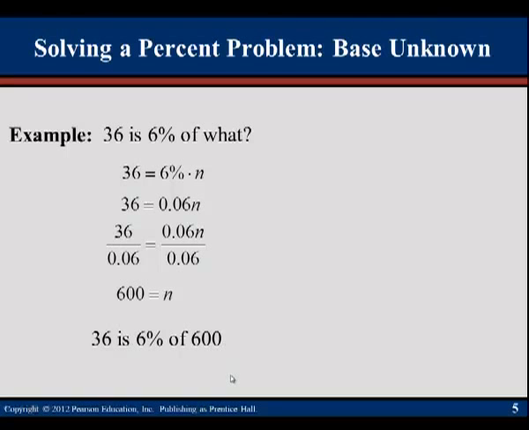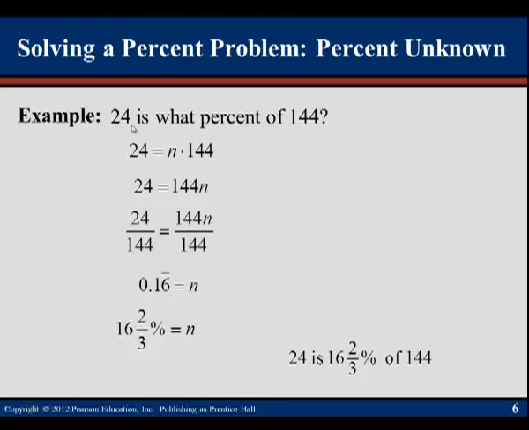And then the next one, 24 is. There's 24, and then the equal sign. So the problem tells you, you just put things in the order that you read them. 24, and then is equals. What percent? That's n. Of 144, that's your base. Again, you're solving algebraically. Divide by 144. And you get a decimal, but you don't want a decimal. You want a percent. So we have to move that decimal point two places.